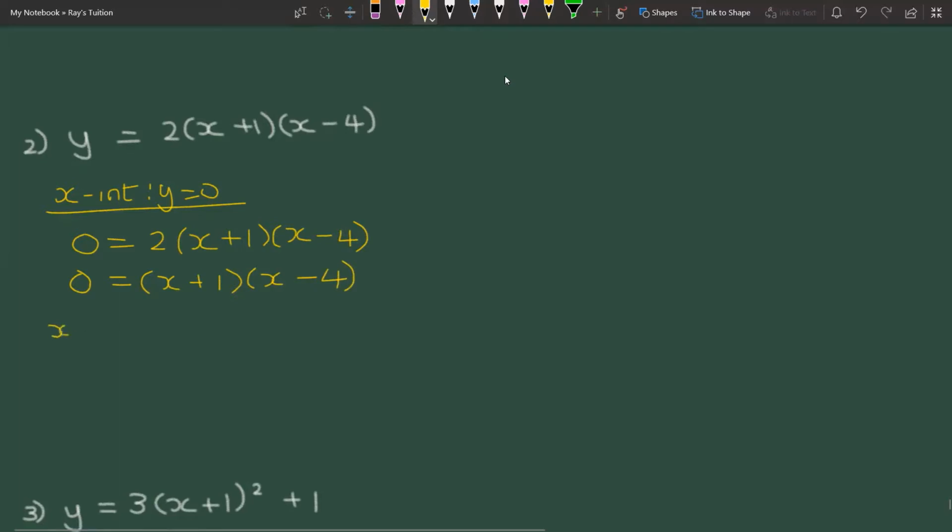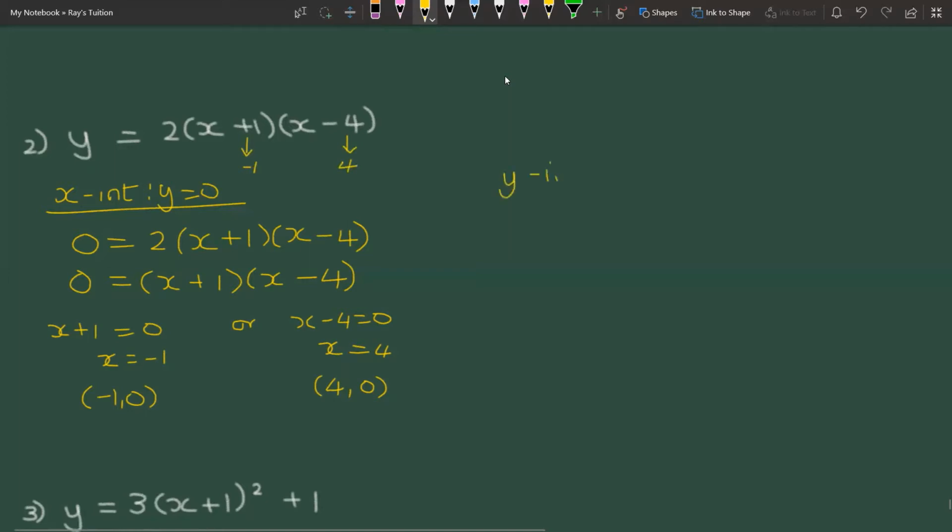So we know that x plus 1 is equal to 0, so x is equal to negative 1. Or x minus 4 is equal to 0, so x is equal to 4. So our x-intercepts are negative 1 and 0, and the next one is 4 and 0. Again, this step could have been simplified if you notice that this is in root form. And in root form, we know that we change the sign and we get our intercept. So we could have got it from the form.